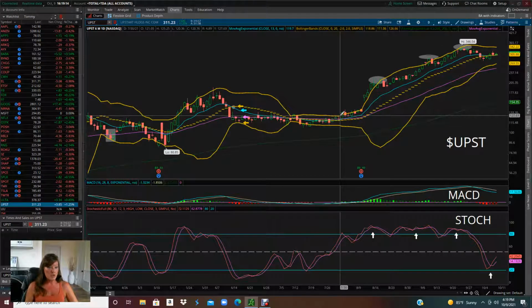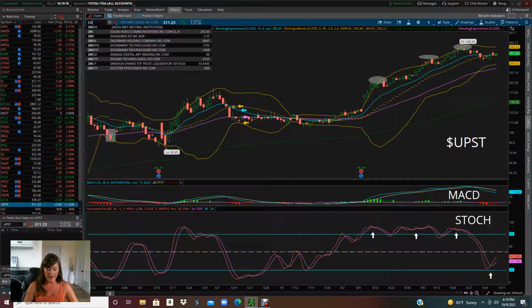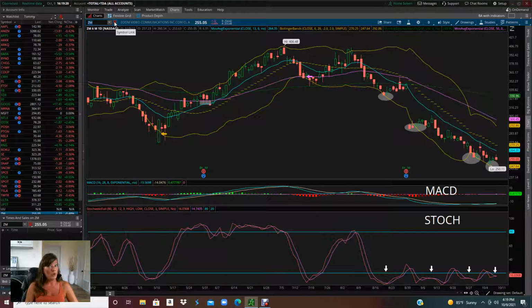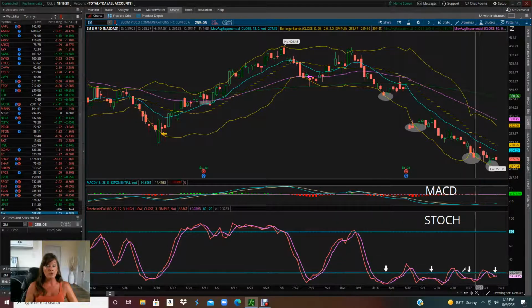Let's look at Zoom. I have Zoom as an example for a quadruple dip stochastics, which is very bearish. I've been watching this one. I don't know, maybe the bottom's, I don't know. It looks like it could be right here. Anyways, whenever I talk about a double, triple, this is a quadruple dip.